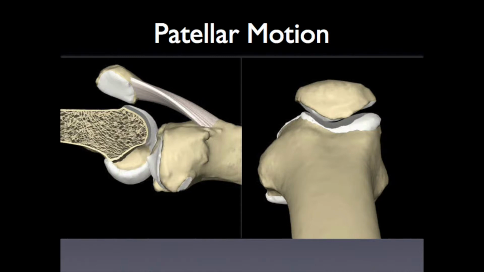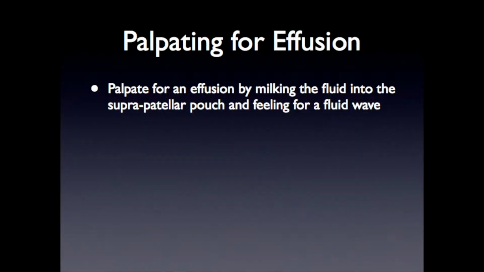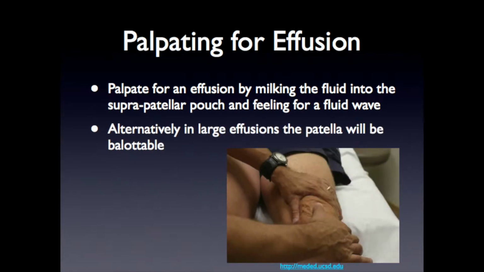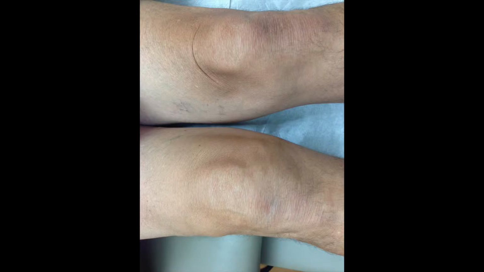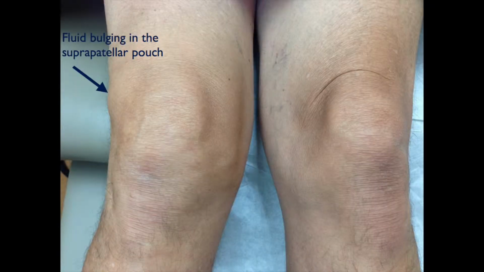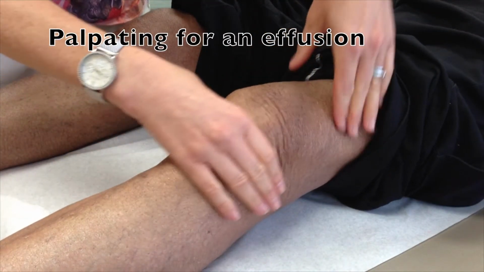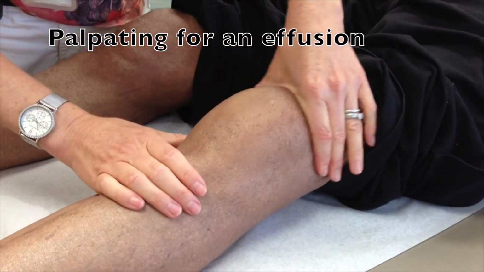After observation, we move on to palpation of the knee. To palpate for an effusion, you can milk the fluid into the suprapatellar pouch and feel for a fluid wave. Alternatively, with large effusions, the patella will be ballotable. In this picture, you can see how the patient's right knee is fuller and there is fluid within the suprapatellar pouch. This video demonstrates how to palpate for a joint effusion.